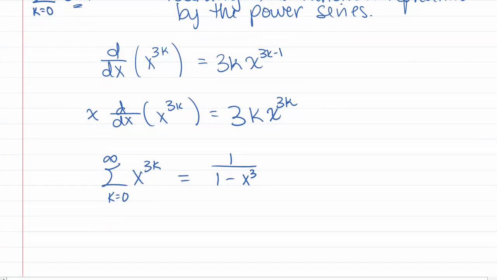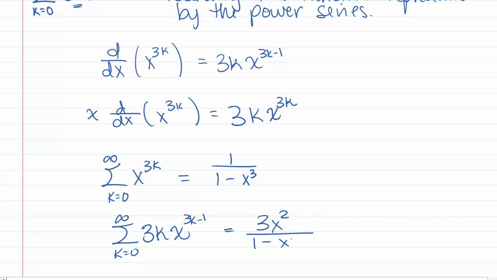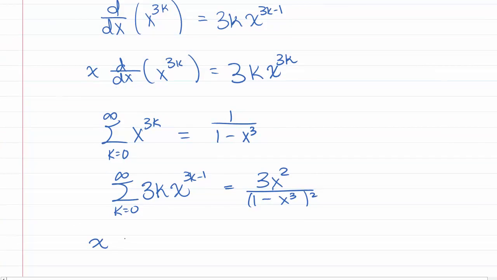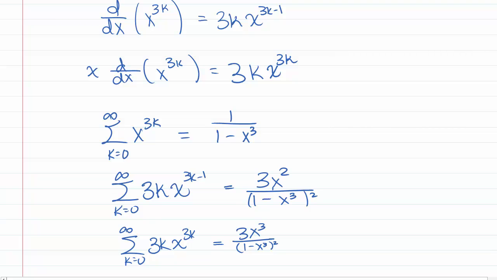Now, to get our series, we want to first differentiate this. So let's differentiate both sides. We would get the sum k goes from 0 to infinity of 3k x to the 3k minus 1, and that's going to equal 3x squared over 1 minus x cubed, to the second power. And then we want to multiply both sides by x. So x on this side gives us the series we're trying to find, 3k x to the 3k, and x on this side gives us 3x cubed over 1 minus x cubed squared. And that is the function that is represented by this power series.